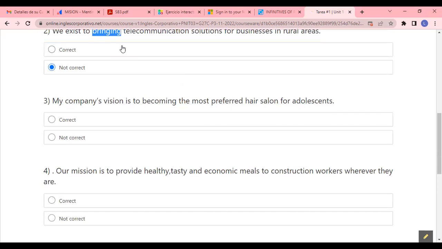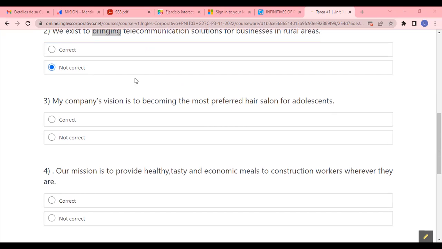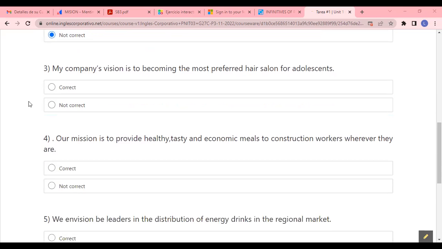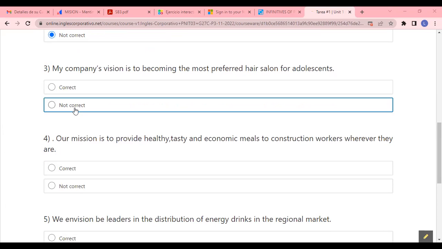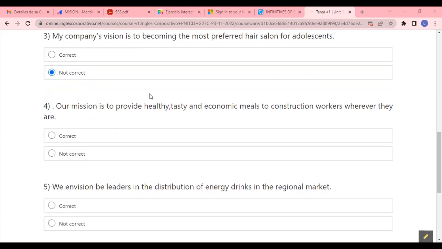Thank you. Number three. Volunteer to help me. Carlos, tell me. My company vision is to become the most preference hair salon for adolescents. Ajá, la mía. It's correct or incorrect, mister, pero igual vamos a practicarla. Not correct. Yes, excellent, mister. Thank you. Next volunteer. Voluntarios, let's go.